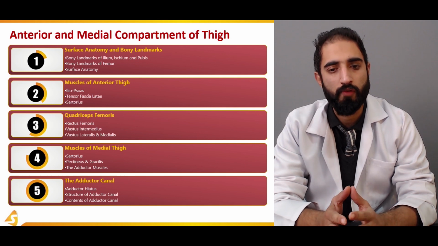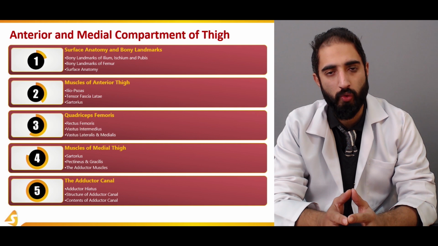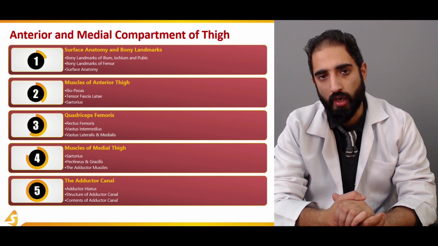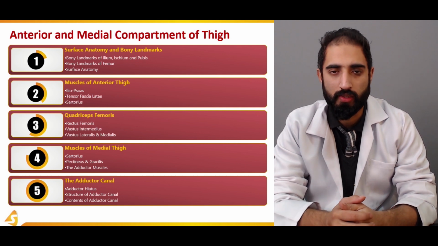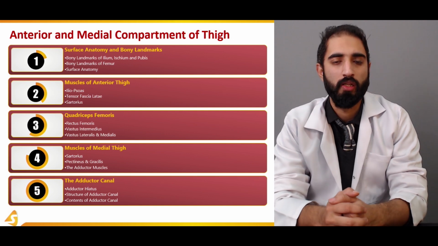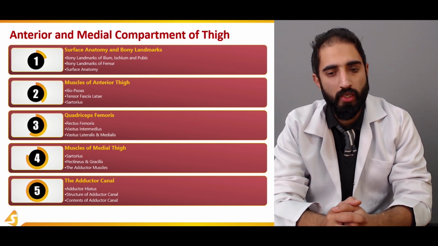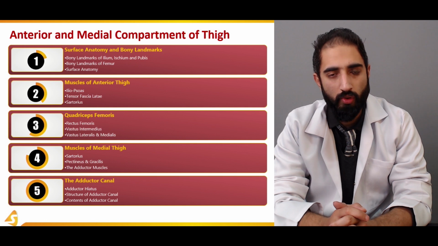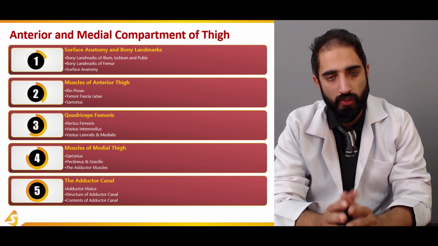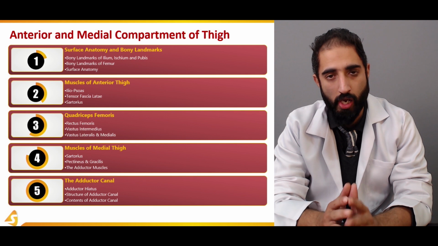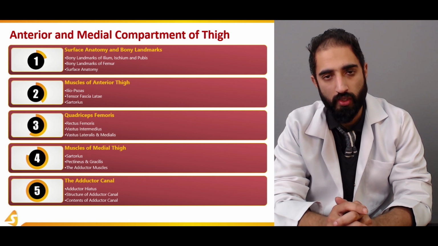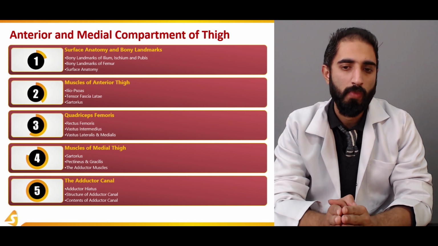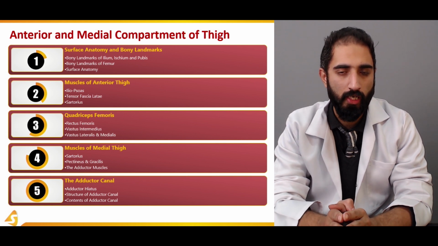So starting off with the surface anatomy and bony landmarks, we're going to take a look at the bones which are actually present underneath the anterior and the medial aspect of the thigh, including the innominate bones, which consist of the ilium, ischium, and pubis, as well as the femur. We're also going to talk about the specific and special biomechanical Q angle in this region, and we're also going to talk about the surface anatomy of the anterior and the medial compartment of the thigh.